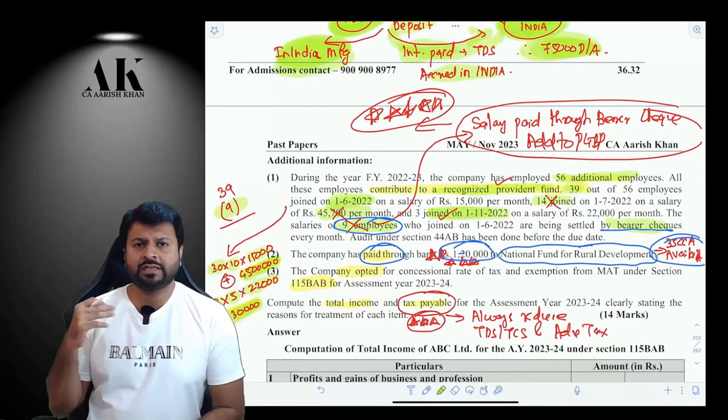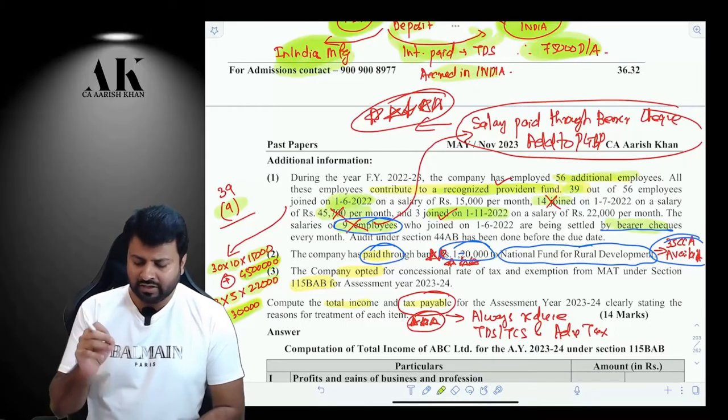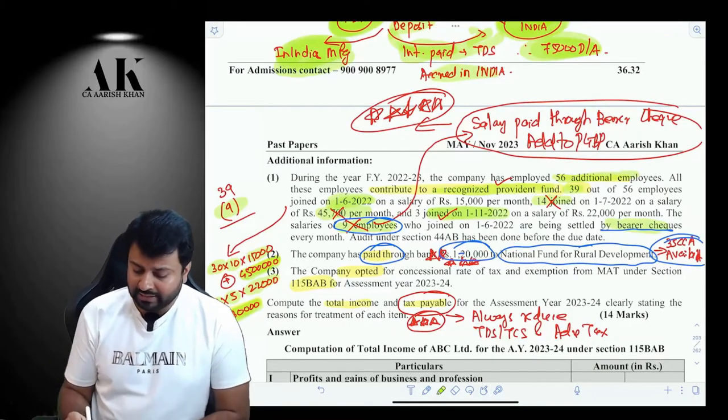A very, very debatable point, a question which has been asked by many students across the country to me. Now, finally, I am resolving that question. Now, this company has employed 56 additional employees. Out of this, we have a breakup of that.